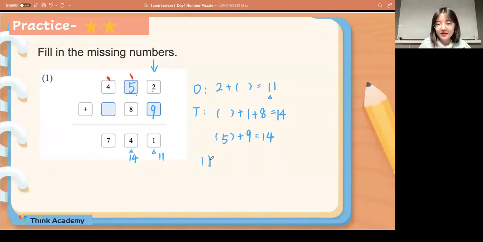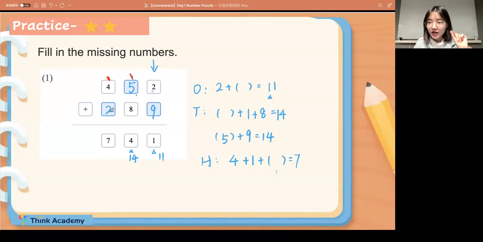For the hundredth column, we will have 4 plus 1. Please remember to label the 1. 4 plus 1 plus another number will equal 7. So for this number, type in the chat box quickly. It will be 2. Brilliant. So we can put 2 here.